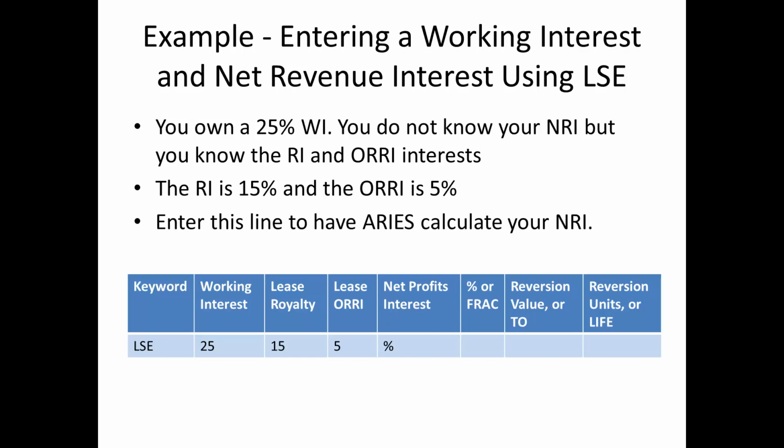The keyword used for this example is LSE. The second cell contains your working interest. The third cell contains the lease royalty, which is 15%. The fourth cell contains the lease overriding royalty of 5%. The input line is complete when you enter the percentage sign.